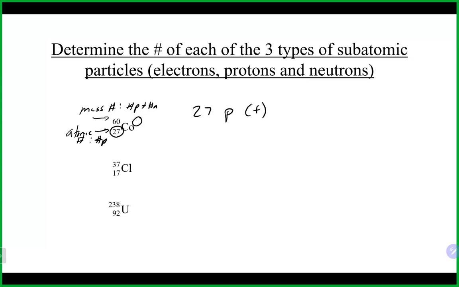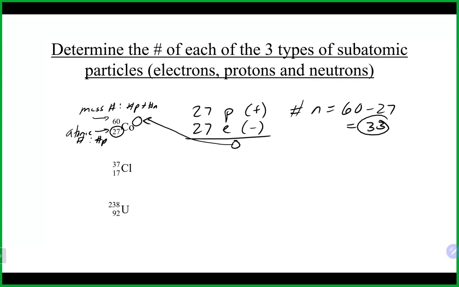Again, I don't see anything written there, so I know it's neutral, so it needs to have a matching number of electrons in this case. So that's going to give us an overall charge of 0. And our number of neutrons here is going to be 60 minus 27. I wrote the right number this time. That's progress. 33 neutrons in this particular case. Again, top minus bottom. Any questions on that one there?